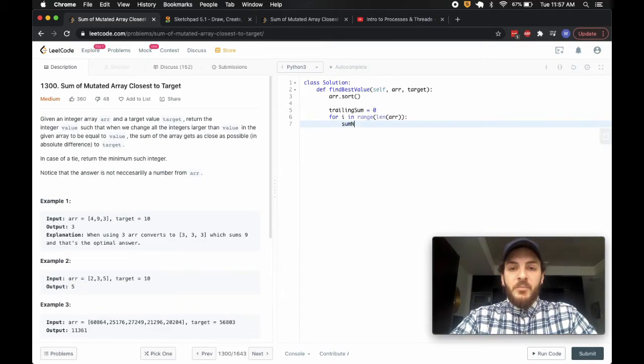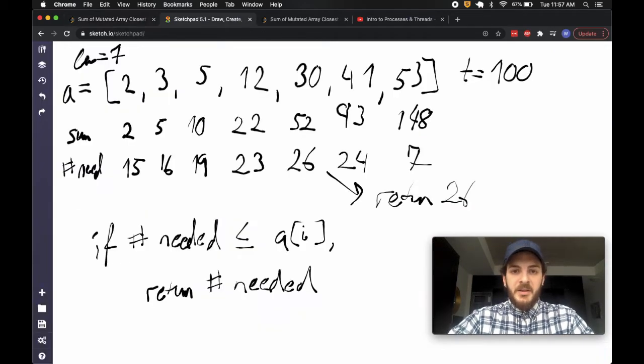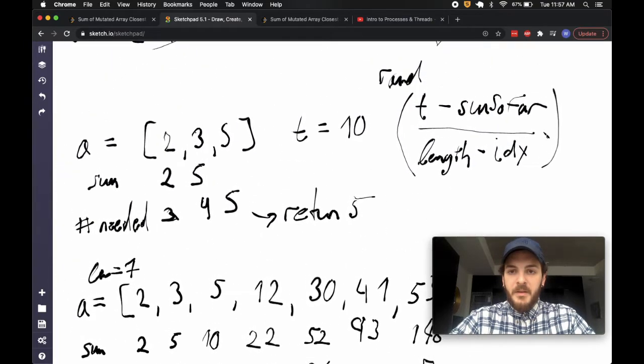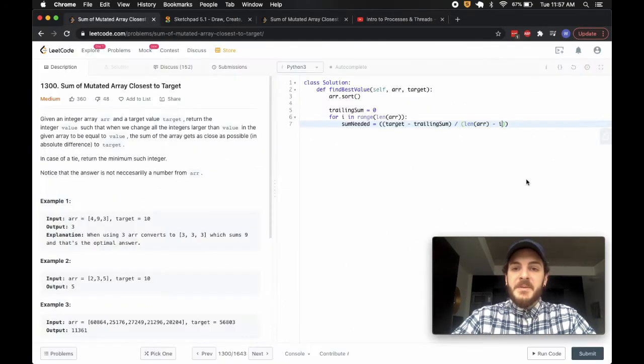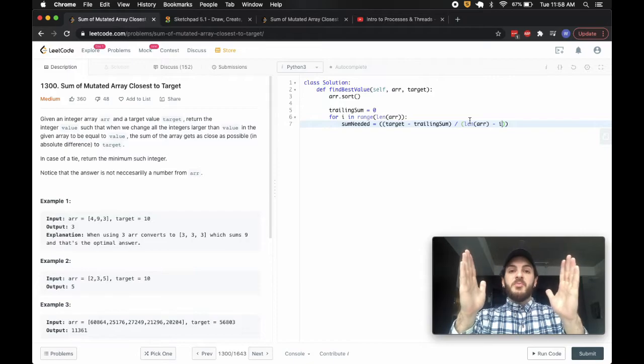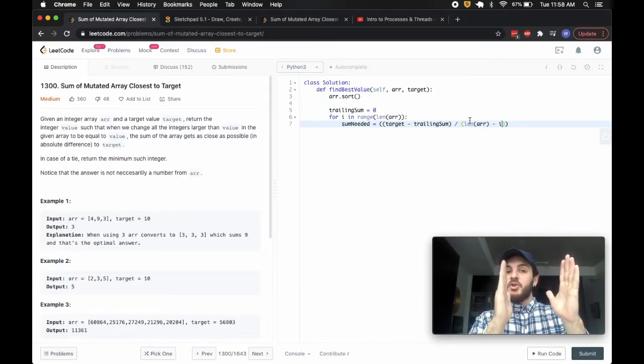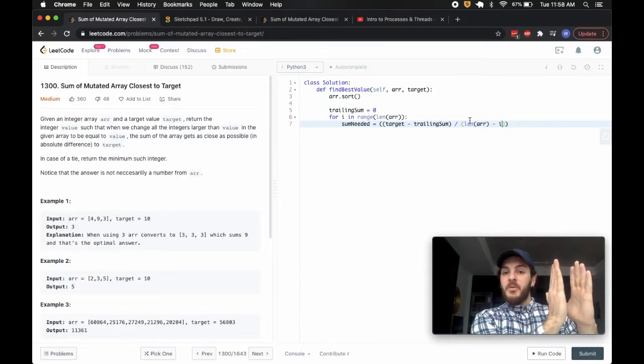We're going to say that the sum needed is going to be equal to, and we had our formula, the target minus the trailing sum, so whatever we've had so far, divided by the length of the array minus the index. So that's what we had up here. The length of the array minus the index tells us how many numbers we have left as we're sequentially getting shorter and shorter. How many numbers do we have left that we can change?